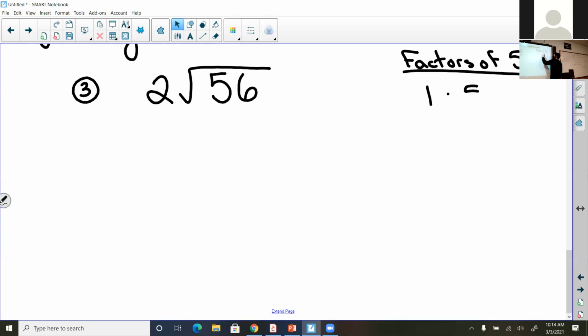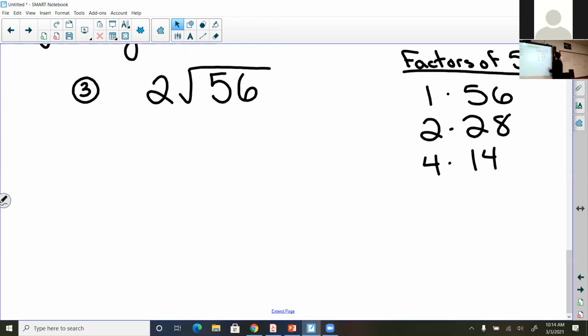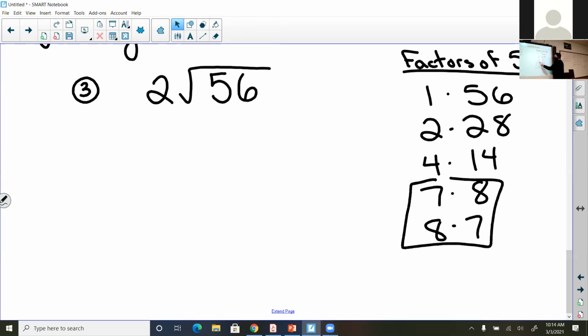So 1 times 56 are factors, 2 times 28 are factors, 3 does not go in evenly, 4 does, 4 times 14, 5 does not, 6 does not, 7 times 8, and then 8 times 7, and this is what I mean by the reflecting, that 7 times 8, 8 times 7. Once you see this relationship here, you know that it's just going to be the opposites for the rest of the way down.